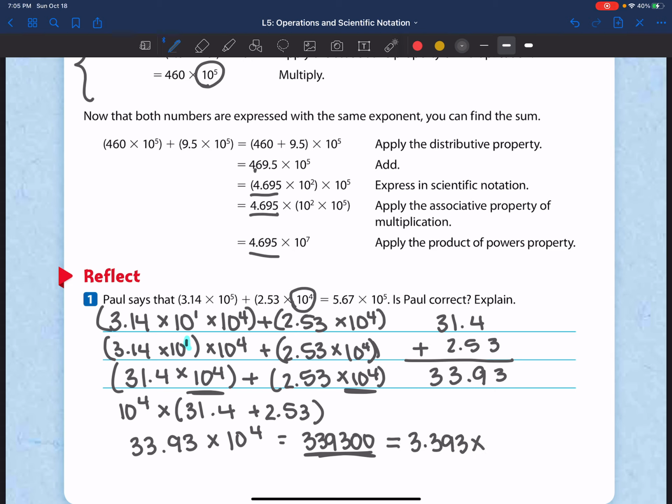So it's really going to be equal to 3.393 times, and to get from 3.393 back to my answer, I want to move it 1, 2, 3, 4, 5 places to the right. So I multiply by 10 to the fifth power. This is the actual solution, but this number, and I'll change it, is the number that Paul got. Is Paul correct? No, he is not.